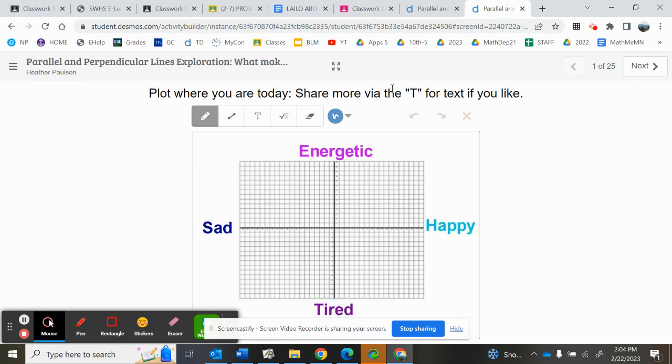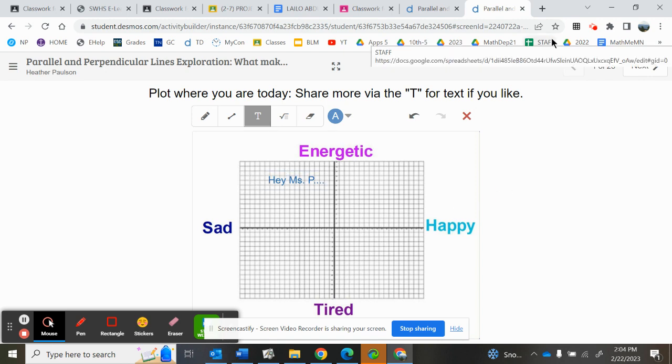First, let me know how you're doing. If you would like to say more, all you have to do is click on this T and say, hey, Miss P, and then let me know if you need to share something more than just plotting a point with me.